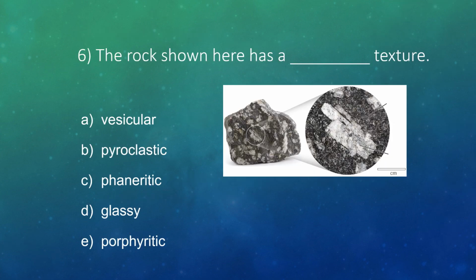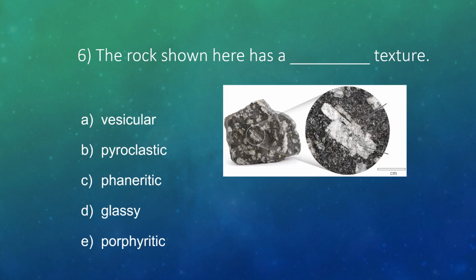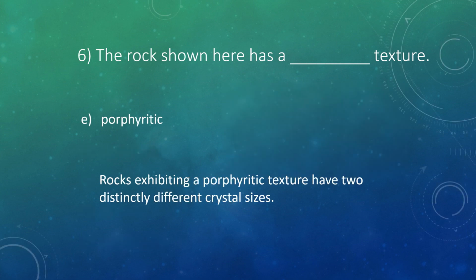And last but not least, question 6. What kind of texture is shown here? Okay, in this case, we're talking about porphyritic texture. So this is whenever you have two different rock sizes or texture sizes. We have the phenocrysts, the larger pieces, and then the groundmass, the smaller pieces.